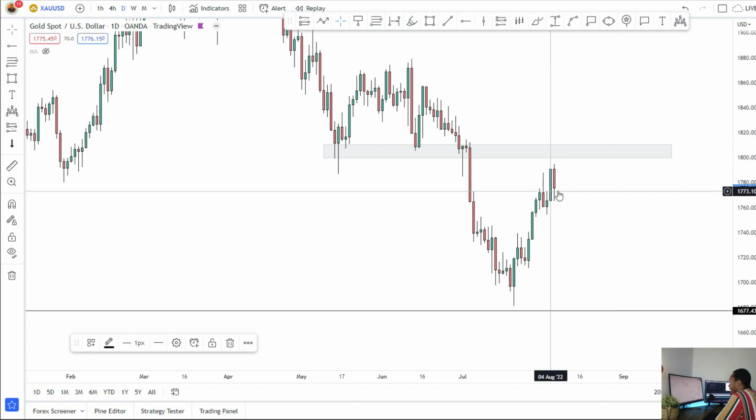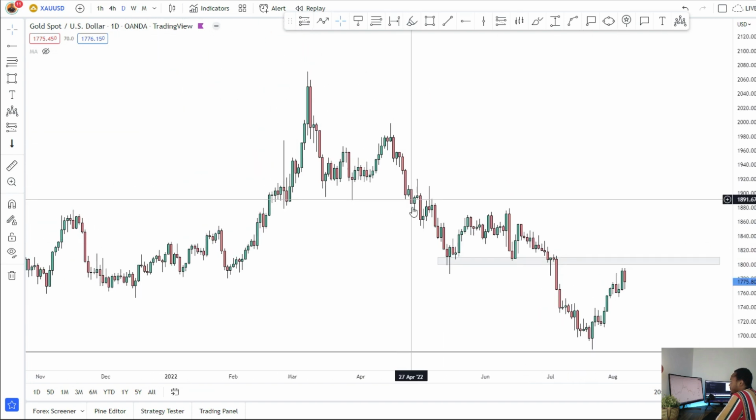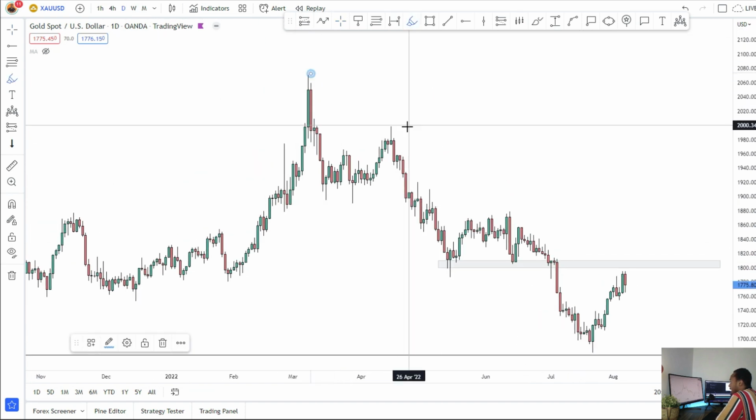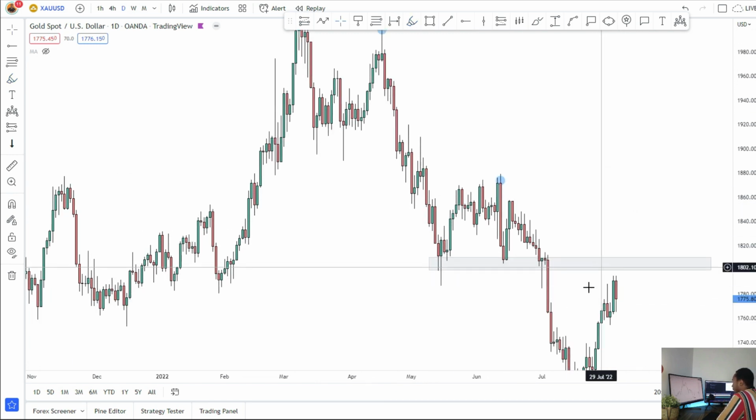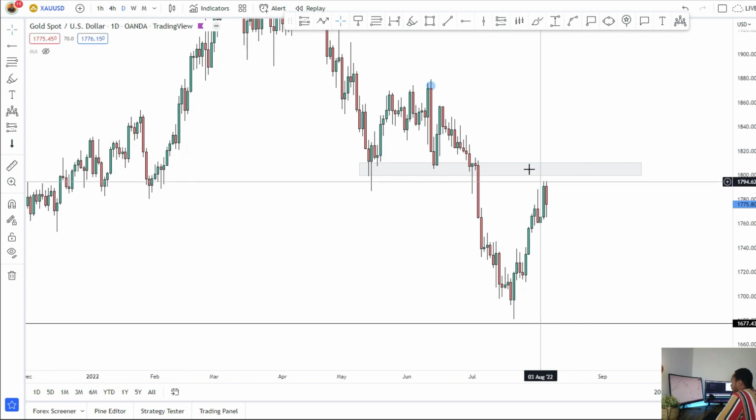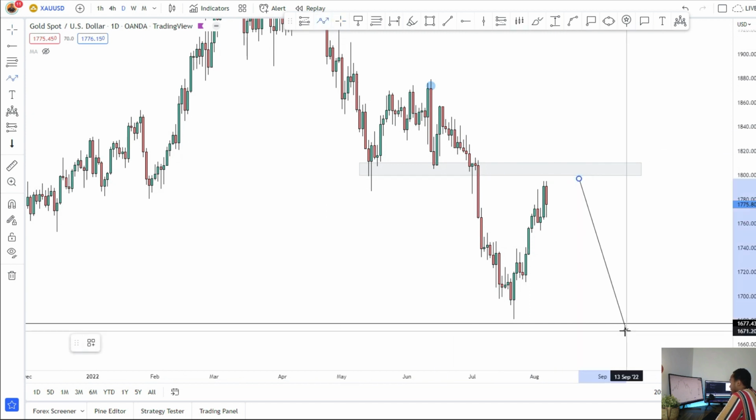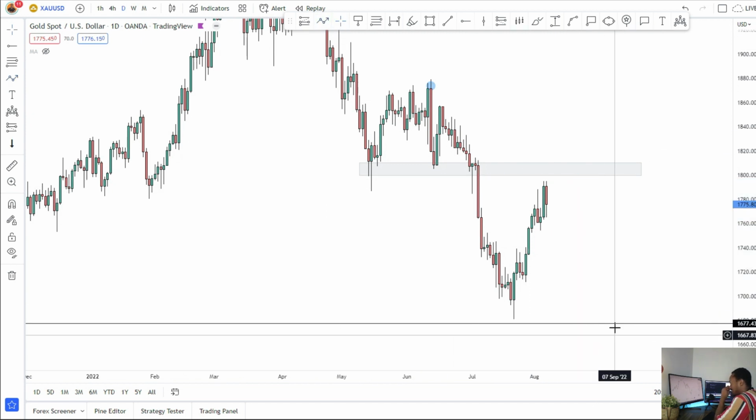So expecting another lower high to form. You can see the structure of gold recently, high up there, lower high, lower high. So expecting to see something of the same lower high develop somewhere around the 1800 mark, then another bearish leg to the downside, taking out those lows around 1617.